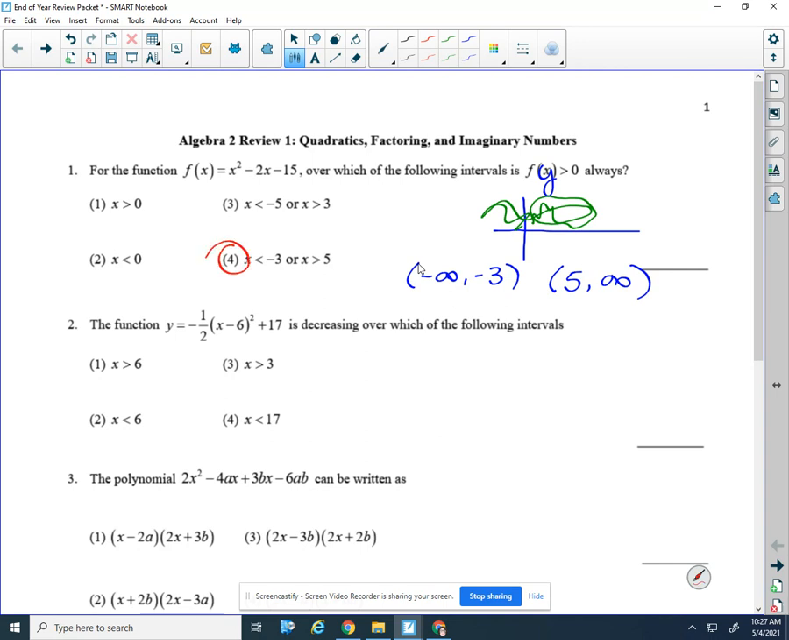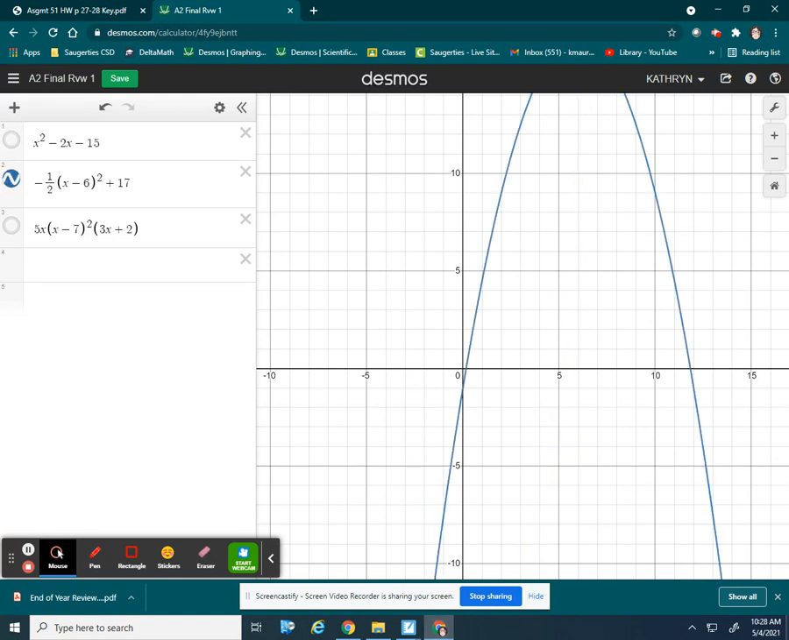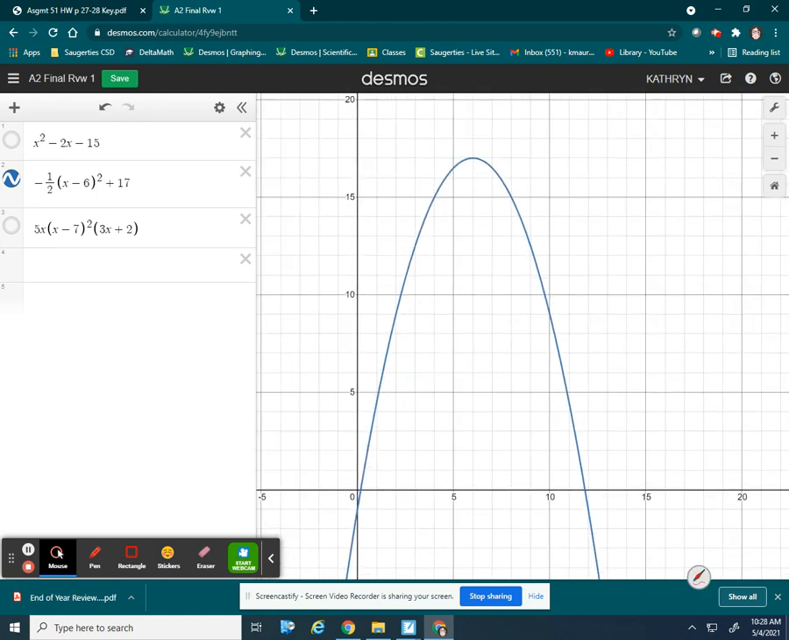For number 2, the function y equals negative 1/2 times the quantity x minus 6 squared plus 17 is decreasing over which of the following intervals? So I'm going to come back here, magic of Desmos, and I'm going to type that in. Now they want to know where it is decreasing. So here's our maximum and it's decreasing here. So we're going from 6.